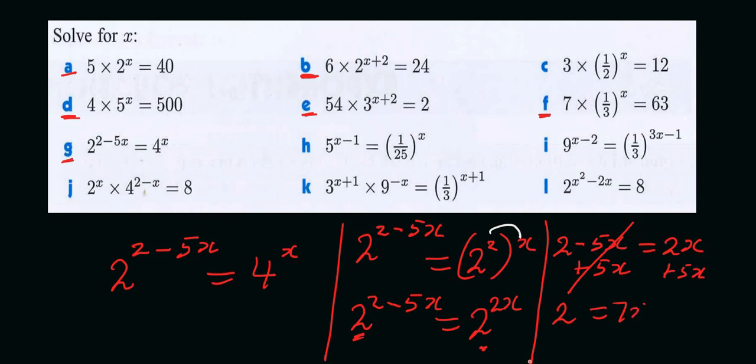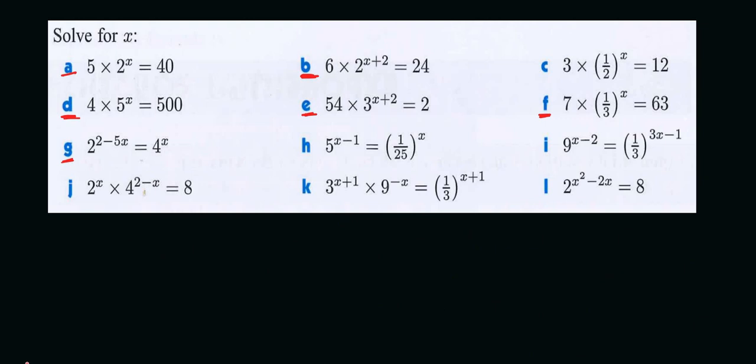So we have 7x. So divide both sides now by 7. So 7 is going to cancel out 7 from here. And finally, x will be equal to 2 over 7. So that is it for this question. I hope it is clear to you.